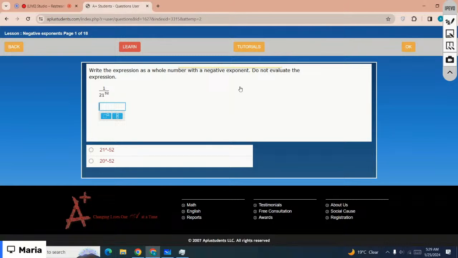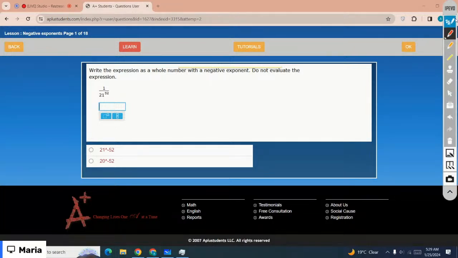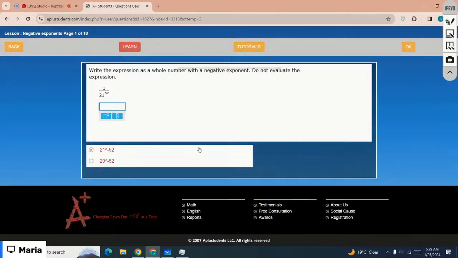How do we write? Now you have to write a negative exponent. So convert from denominator to numerator, right? 1 over 21 exponent 52, write it as 21 exponent negative 52, right? So that means you can do from here to here, and you can do from here to here. That is 21 exponent negative 52. Option number 1 is the correct option, right? That is option number 1, 21 exponent negative 52.